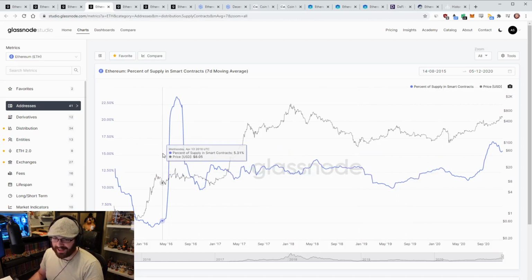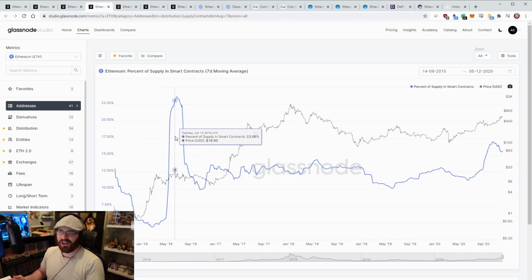But then on top of that, you can see back in 2016 this massive spike here, and I'm sure the people that have been around long enough can guess exactly what this is, right? But for those who don't know, this is the DAO smart contract. The DAO was an ICO in 2016 that blew up spectacularly and resulted in the hard fork that spawned Ethereum Classic from Ethereum.